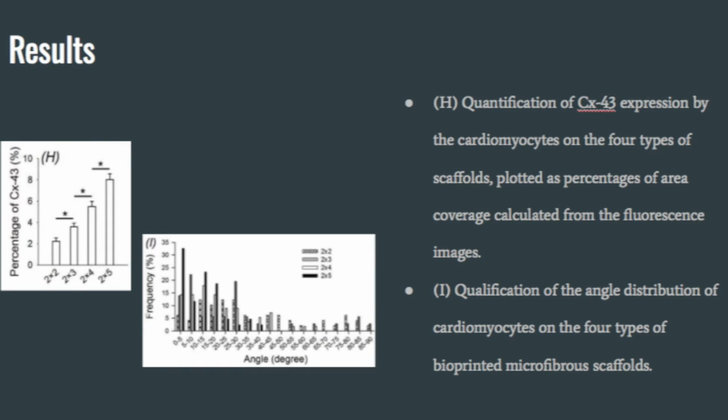Continuing on with the second set of results, the H data table shows a qualification of the CX43 expression, also known as the electrical charges, in order to impulse conditions with a change in electrical coupling. The cardiomyocytes are then compared on the four types of scaffolds, then plotted as percentages of area coverage. The second data table, table I, shows a qualification of the angle of distribution of cardiac muscles on the four types of bioprinted microfibers.